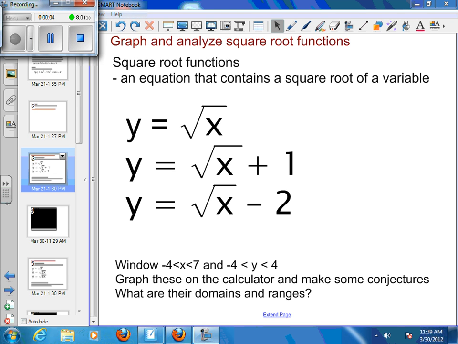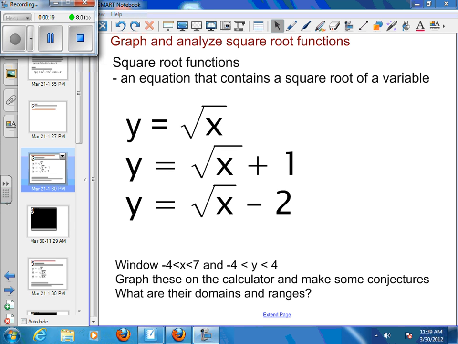So how do you look at a square root function? Well, a square root function is just a simple function that contains a square root in it. Know that some functions or equations that have square roots in them are not necessarily functions, but the ones we're going to look at here are.